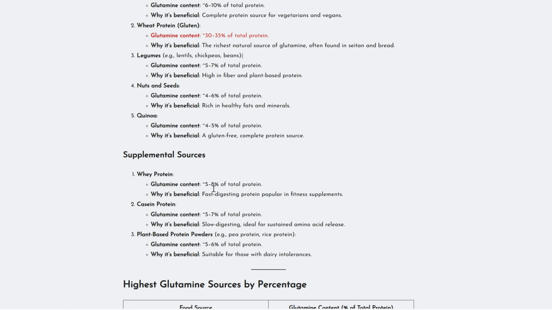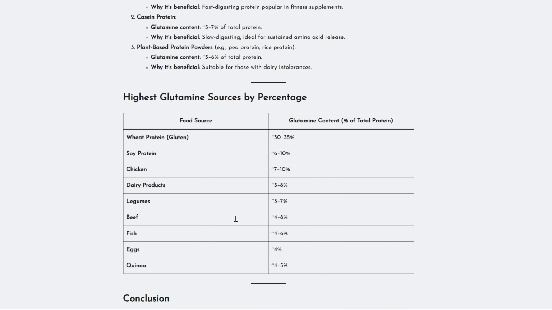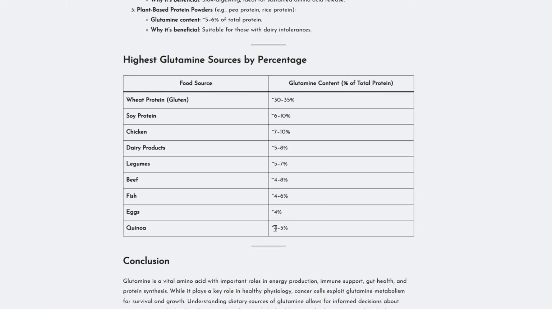Supplements: whey powder 5%, casein powder 5 to 7%, plant-based protein powder 5 to 6%. All has glutamine. So when you take a summary of this here, you see what's going on. So egg and quinoa could be a good combination to keep your glutamine intake low if you do not supplement with perfect amino or something like that.